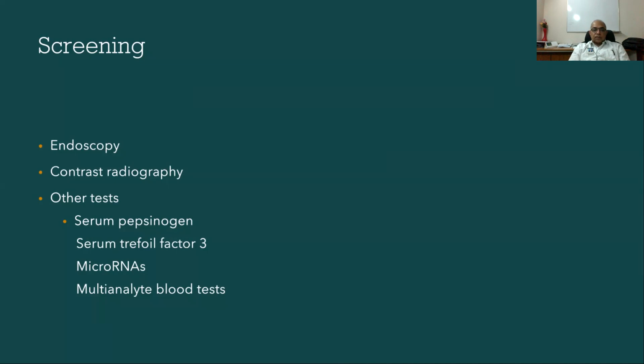Serum pepsinogen, serum trefoil factor 3, microRNAs. There are some specific microRNAs that we can actually measure in the blood and can be used as a screening tool for gastric cancers. And there are multi-analyte blood tests that can be done using multiple factors, again, as screening tests. But none of these have very high specificities or sensitivities to be used regularly.